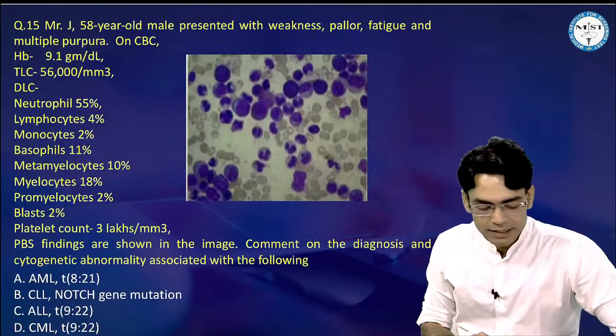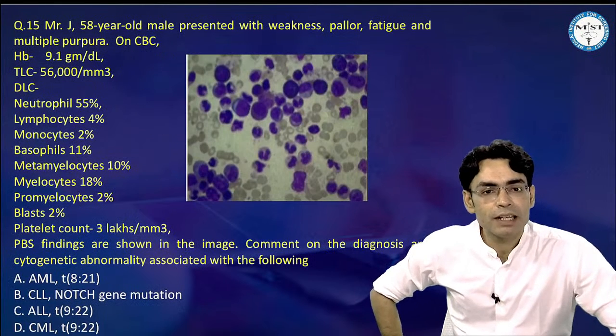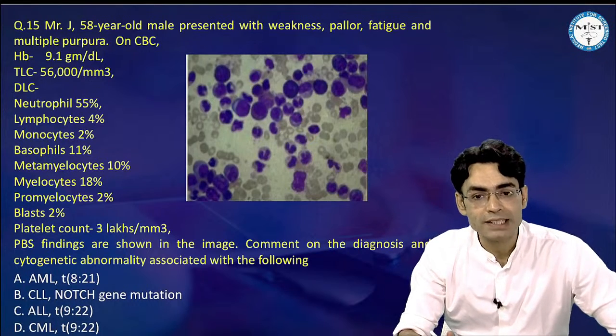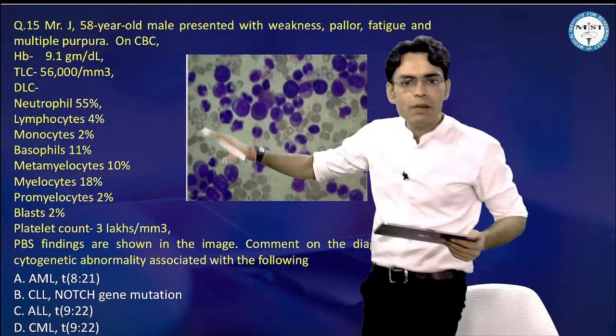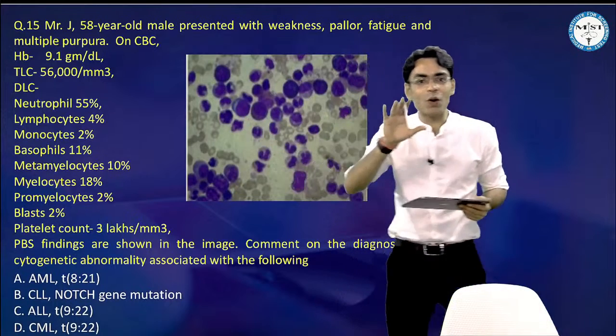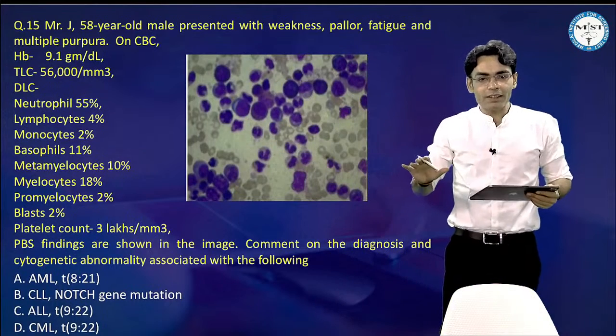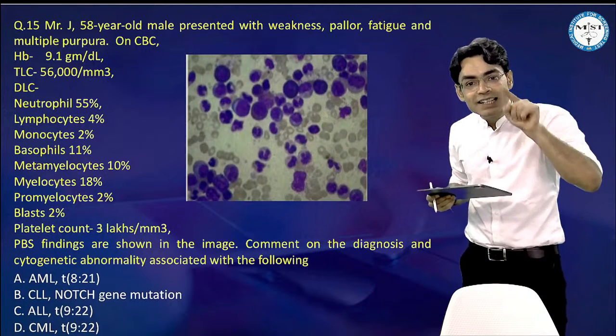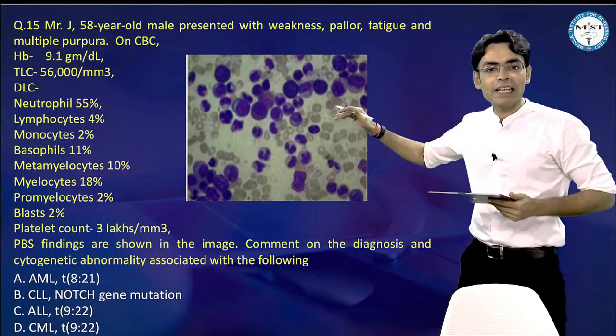Yeah. Then question number 15. Mr. J, 58-year-old male presented with weakness. Whenever you get this kind of question, do not worry. Okay? Just don't worry. It is a long question with an image, meaning more things are given to solve it. Let's see. Mr.